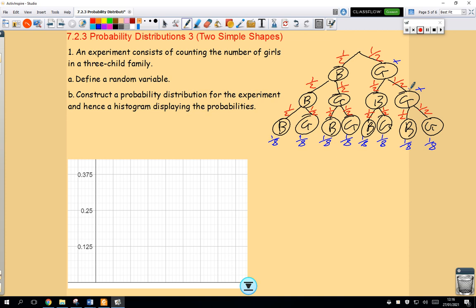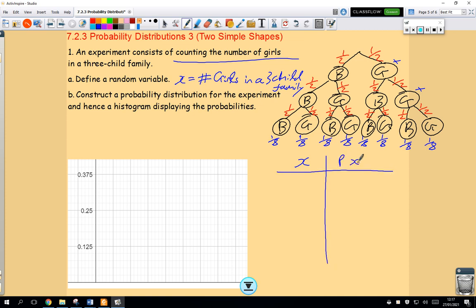The experiment consists of counting the number of girls in a 3-child family. So I'm going to define my random variable as X is the number of girls in a 3-child family. It's a bit squished in here, but I'm hoping you can read it okay. So if I draw my probability distribution for this, X and the probability of X, well, what are the possible numbers of girls in a 3-child family? Well, there could be 0 girls, or 1 girl, or 2 girls, or 3 girls.